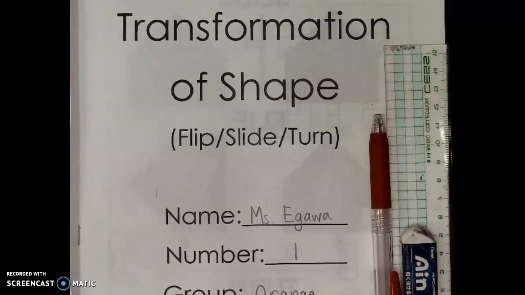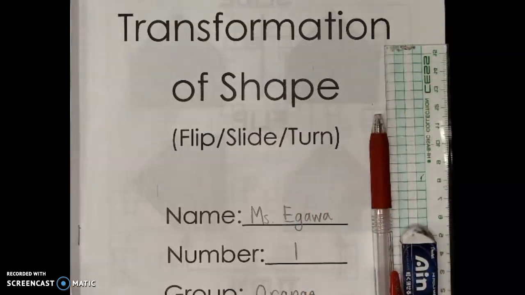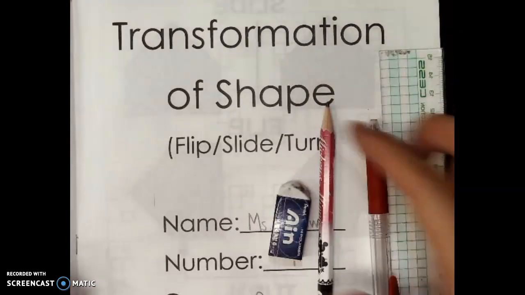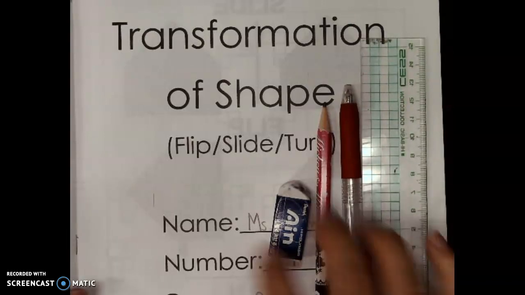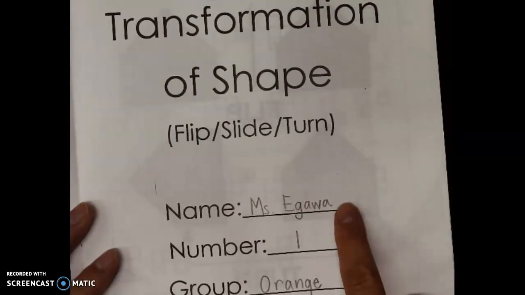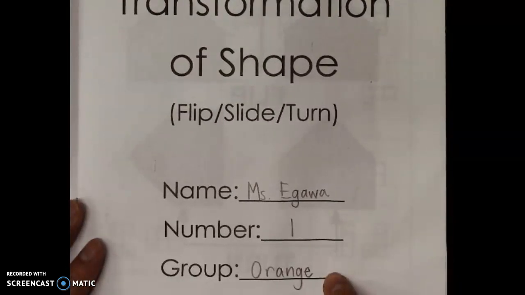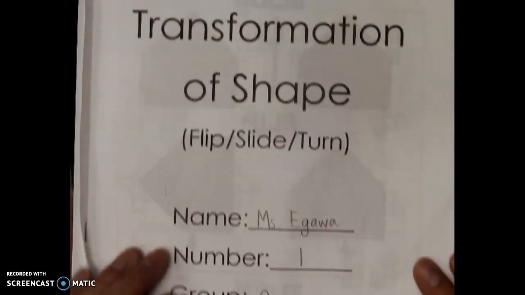Today we'll be starting a new unit called Transformation of Shape. First, what I want you to do is make sure you have your booklet, pencil, an eraser, red pen, and a ruler. Write your name, number, and group. Make sure you write it neatly. And we'll go on to the first page.